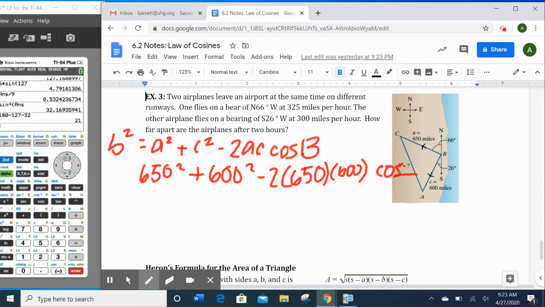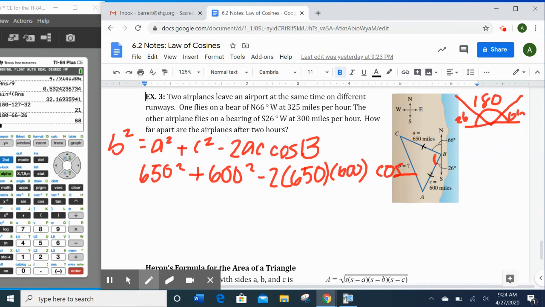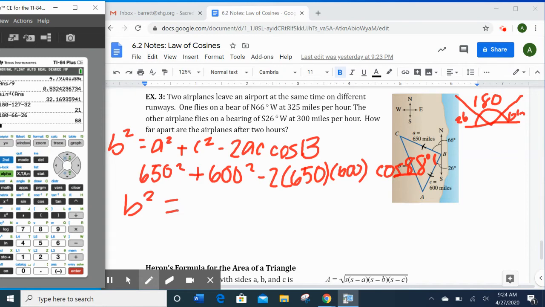But I do, because what we need to remember is that a straight angle like that is 180 degrees. So if this piece is 66 and this piece is 26, then let me take 180 minus 66 minus 26, and it'll tell me that what's left over in the middle here has to be 88 degrees. So angle B is 88 degrees. So I'm really just simplifying this to find B squared, and then I'll take the square root to find B. I'm going to mostly do this work on my calculator.